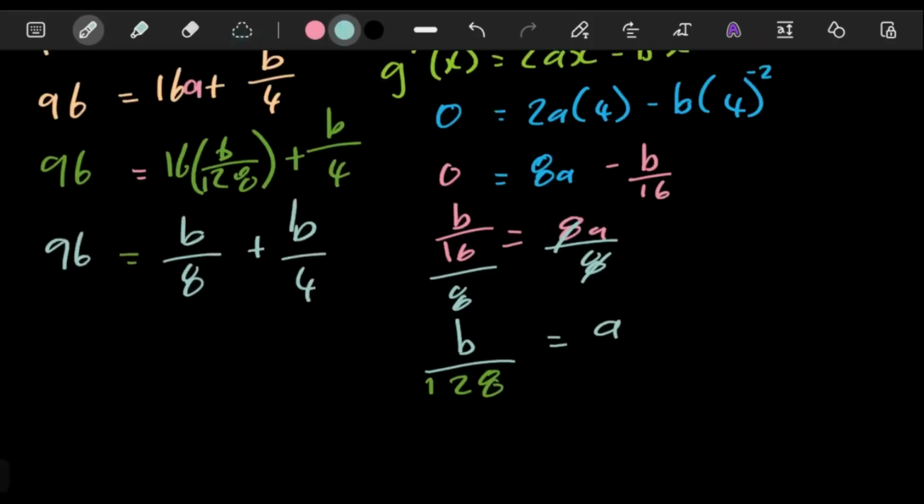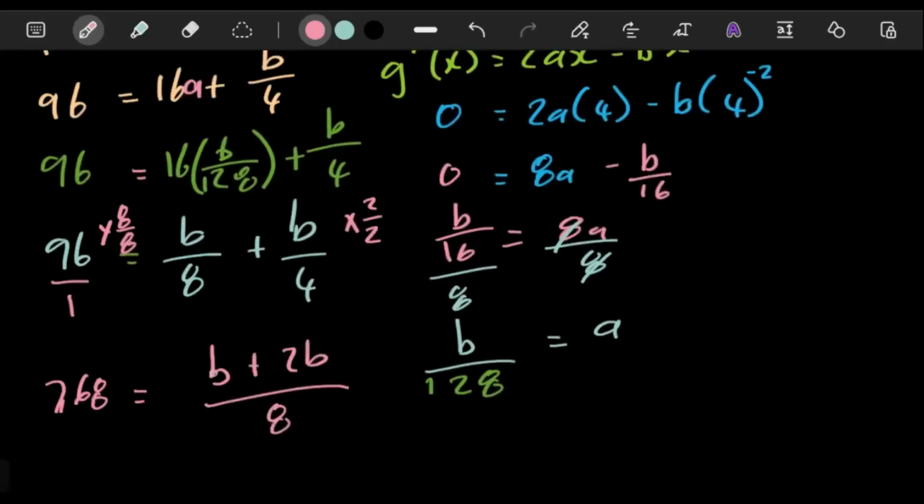96. So here clearly there's a 4 and an 8 and a 1. So the LCD here is just 8. So this has to be times 2 over 2, right? And then here times 8 over 8. So 96 times 8 is going to be 768. Wow. And then this is B plus 2B over 8.